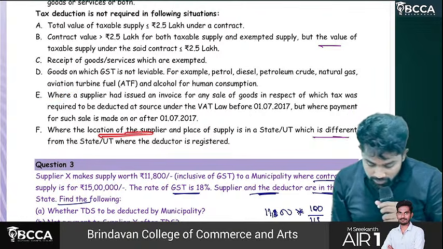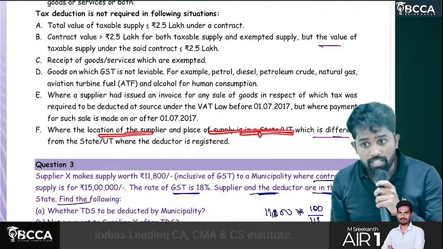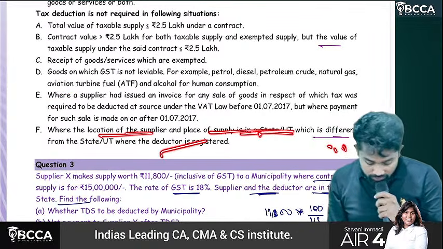Then the location of supplier and place of supply are in one state, whereas the location of recipient is in a different state.